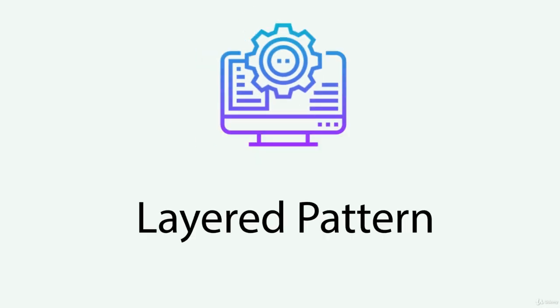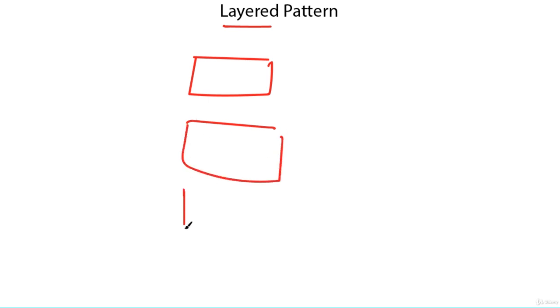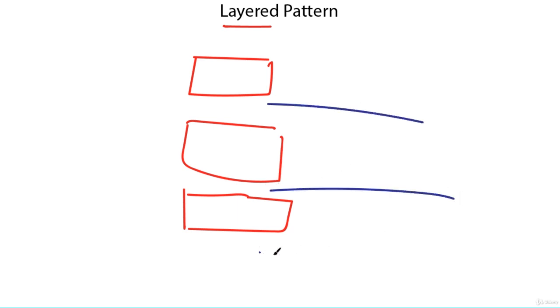Our next pattern is the layered pattern. So the layered pattern is basically just that. It's a bunch of different layers. And in the software realm, what that means is that we have these layers of technology. The layers of technology only communicate within their own layers. So for example, this is a layer and this is a layer and this is a layer.